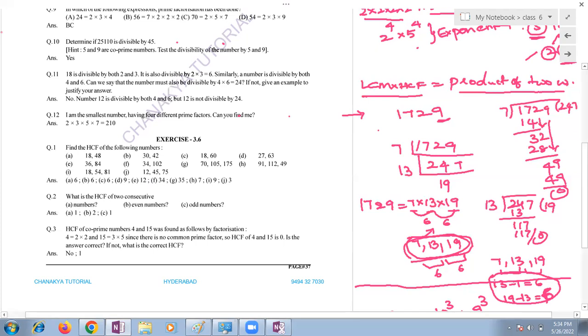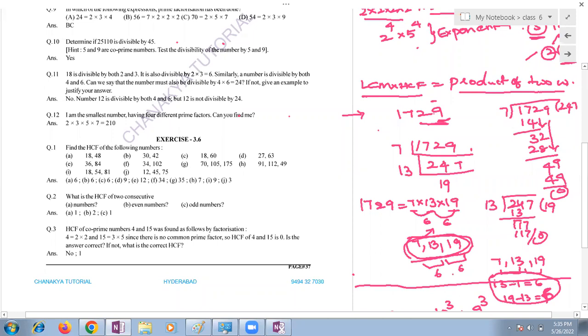Go with the 4 rule. What is the 4 rule? Ma'am, the number formed by the last 2 digits, if it is divisible by 4, then the whole number is divisible by 4. Yes. So is 29 divisible by 4? No, ma'am. So the 4 rule also fails. Go with the 5 rule. The last digit should be either 5 or 0. But in this case also no, it fails.